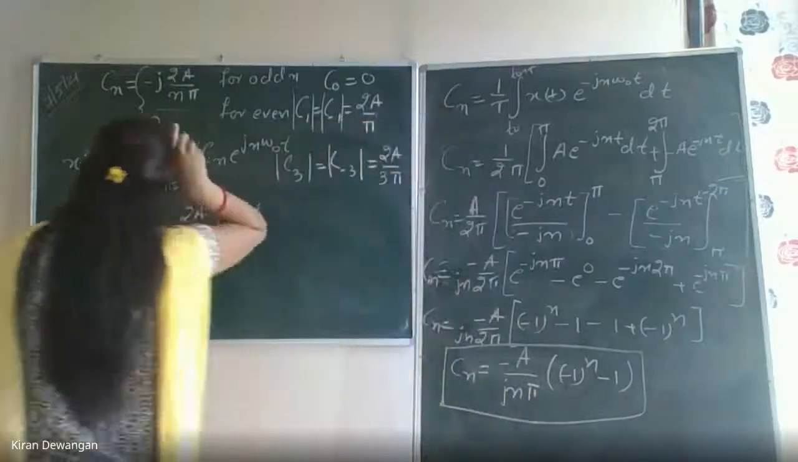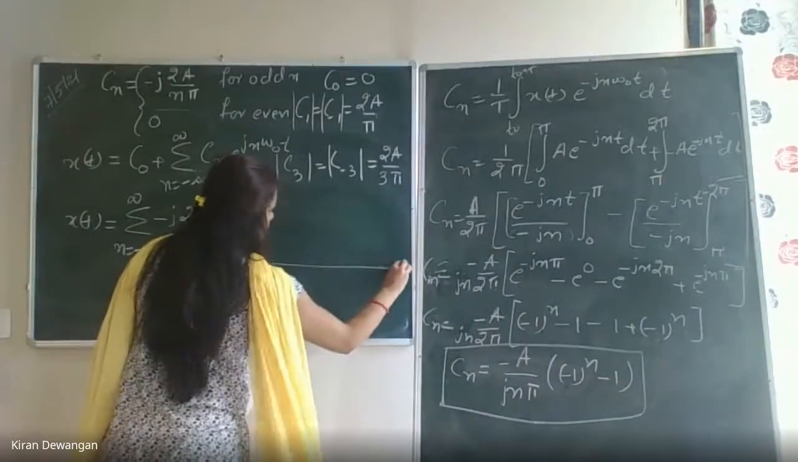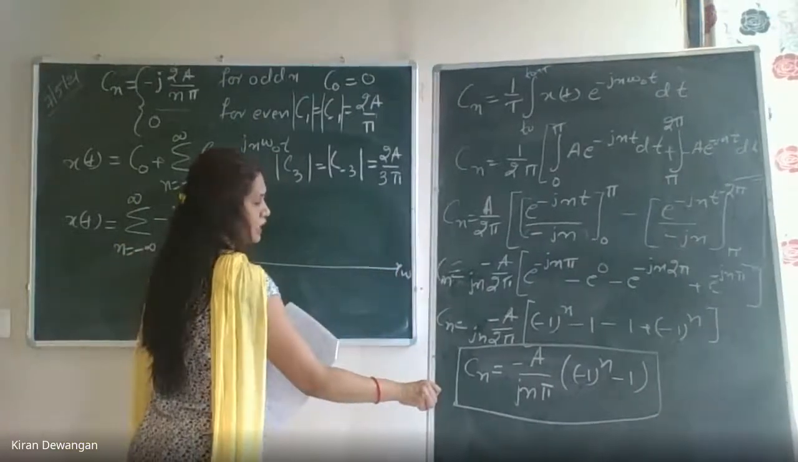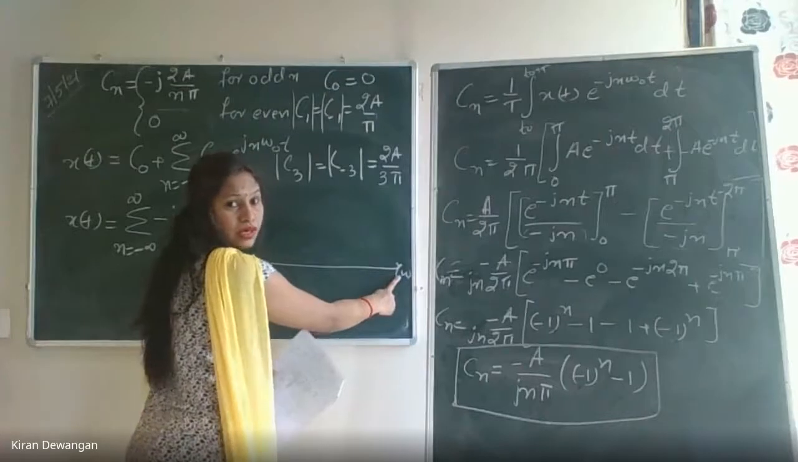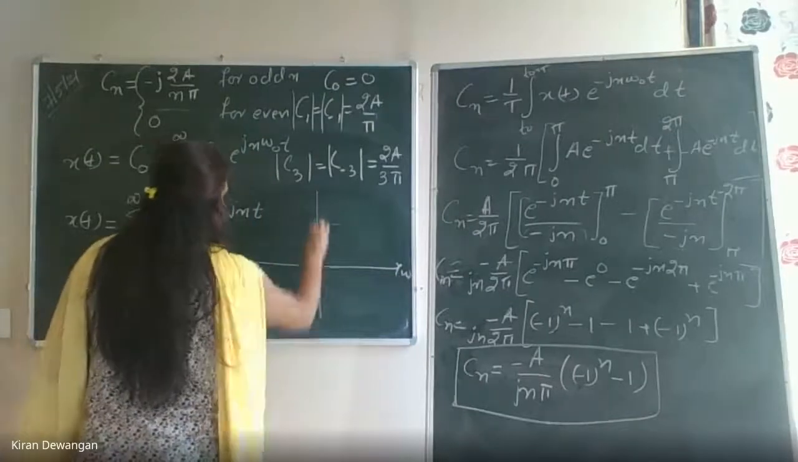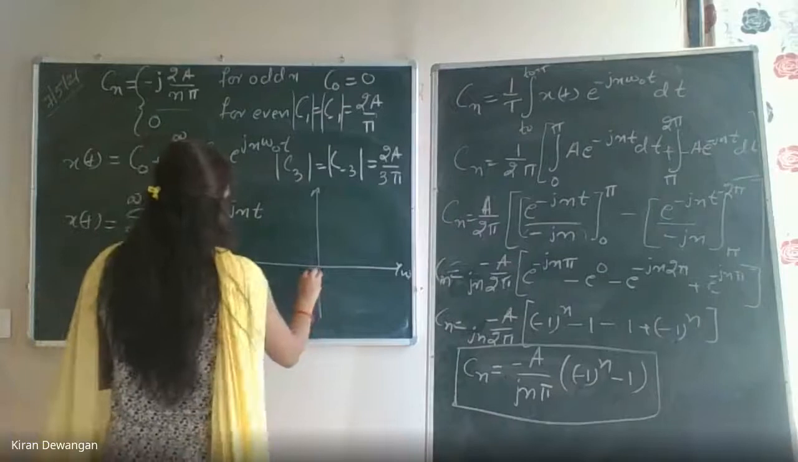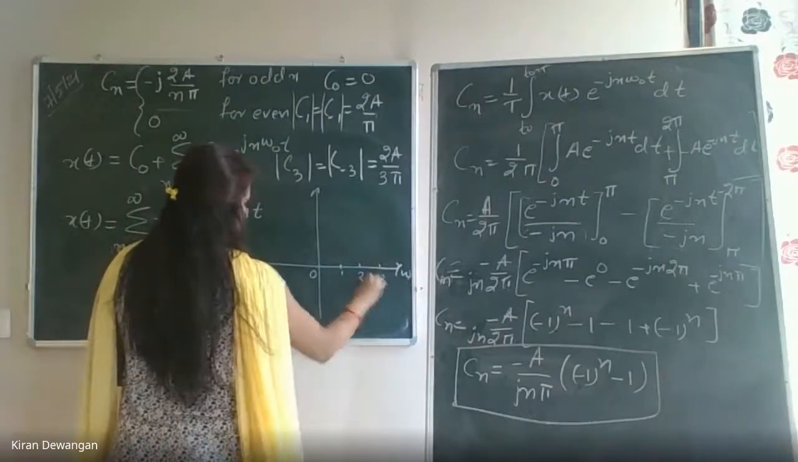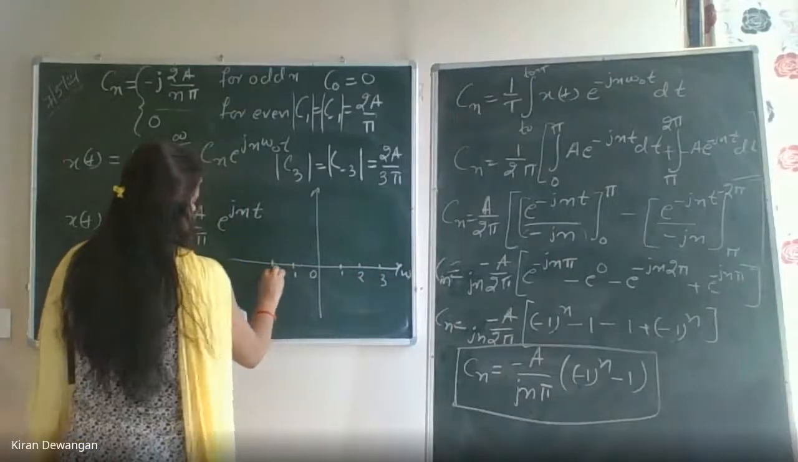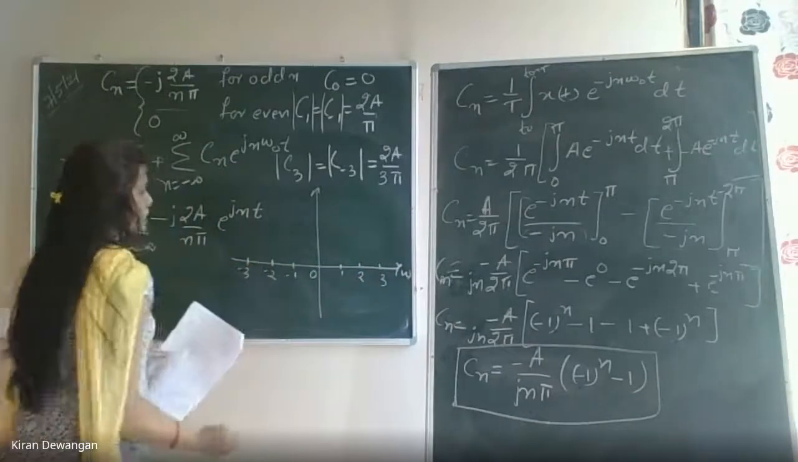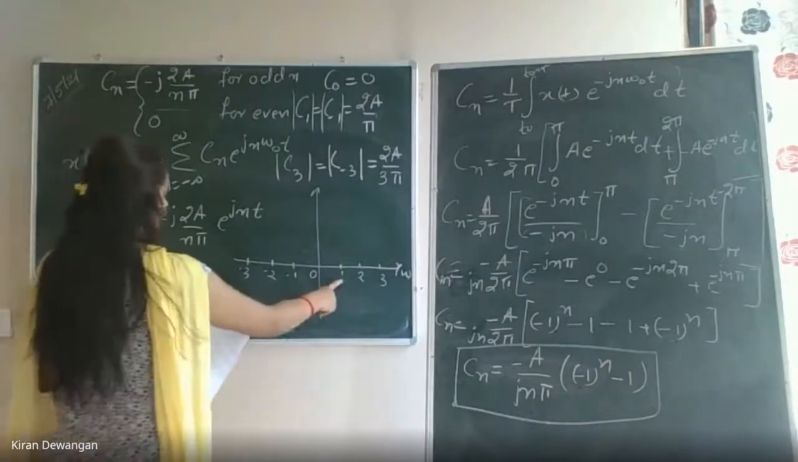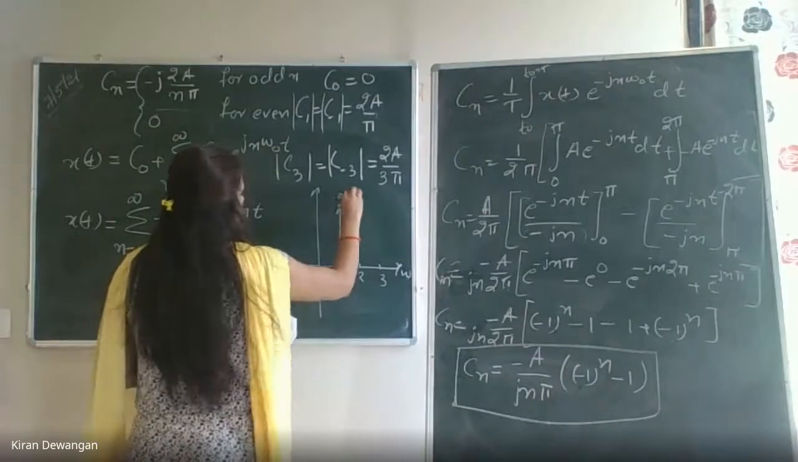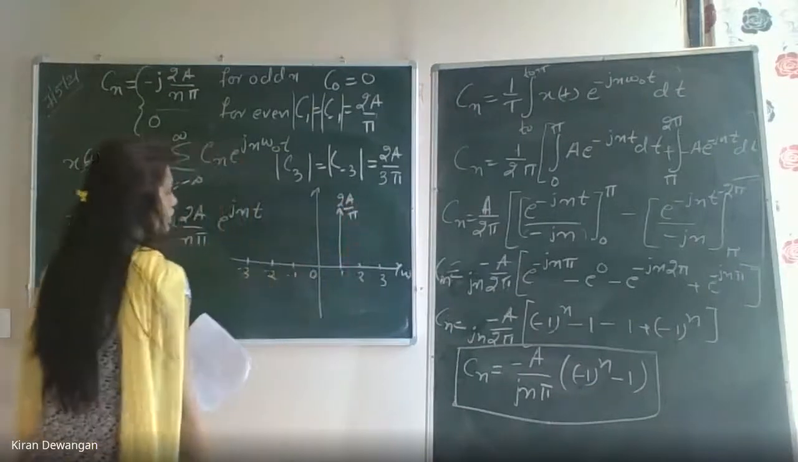Now if we plot it, this is versus omega. We don't have to forget that it will always be versus omega. Here the n value is 0. This is 1, 2, and 3, and -1, -2, -3. What is the value at n equals 1? Here it is 2a by pi. Then at n equals 5, the value will be 2a by 5 pi.